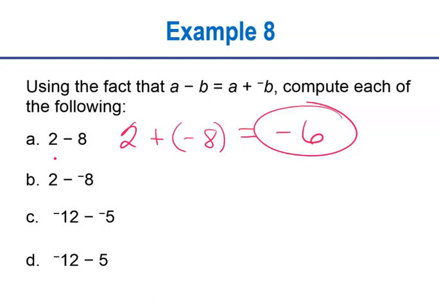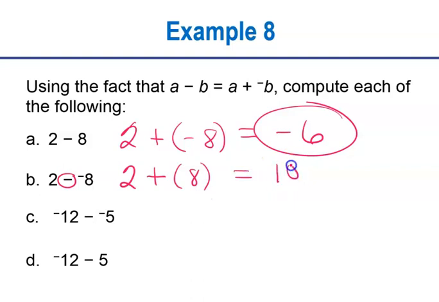Now here, again, we're using the add the opposite rule, so I'm going to take my subtraction problem and change that to addition, and I'm going to take the opposite of negative 8, and that is positive 8. And of course, this is addition of whole numbers.